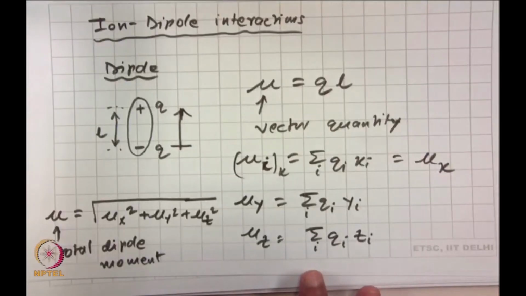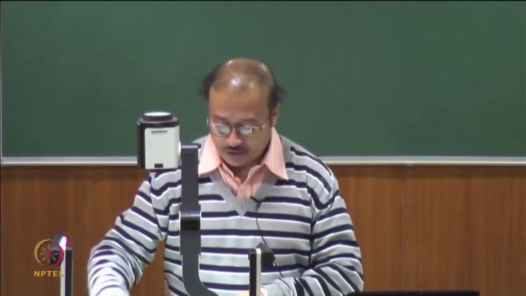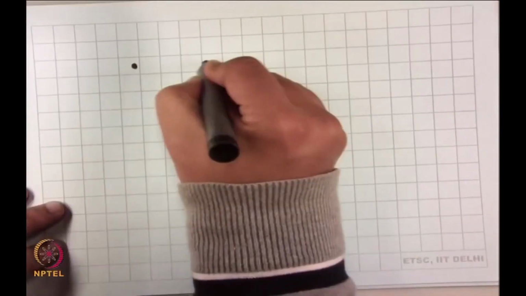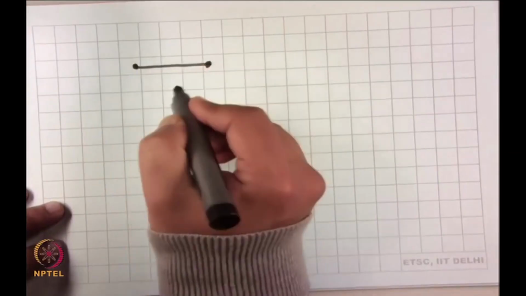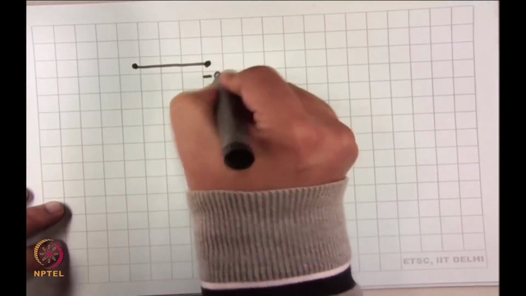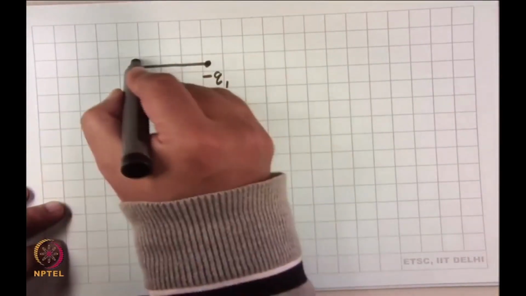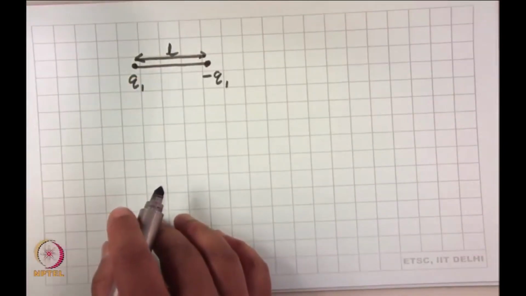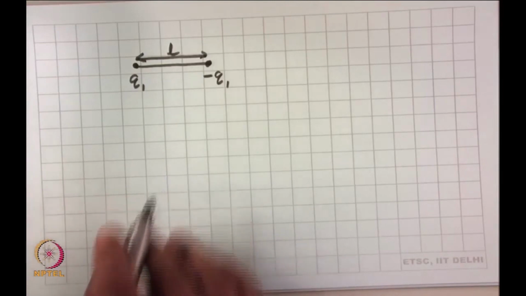Okay, clear? Now, having looked at the dipole, think about what will happen next. Suppose I have a system like this. I have a dipole, which is like this. This is my dipole, this is a negative charge q1 and this is the positive side q1. The length of the dipole is L, that means the distance of separation between the positively charged end and the negatively charged end is L.